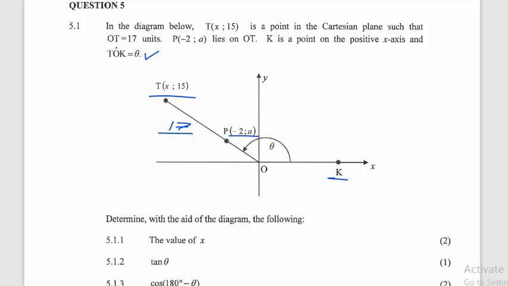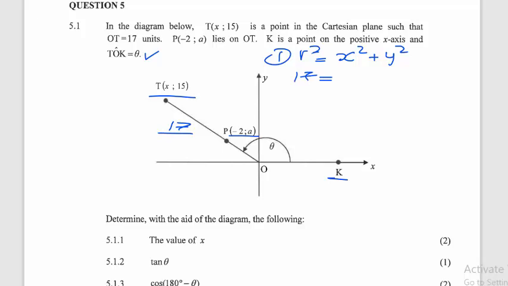5.1.1, the value of x. So for the value of x, it's very easy because I can see Pythagoras. So I'll go r squared is equal to x squared plus y squared. So we know r, like they said, OT, which is the hypotenuse, is 17. So I'll just put in the r there, 17.